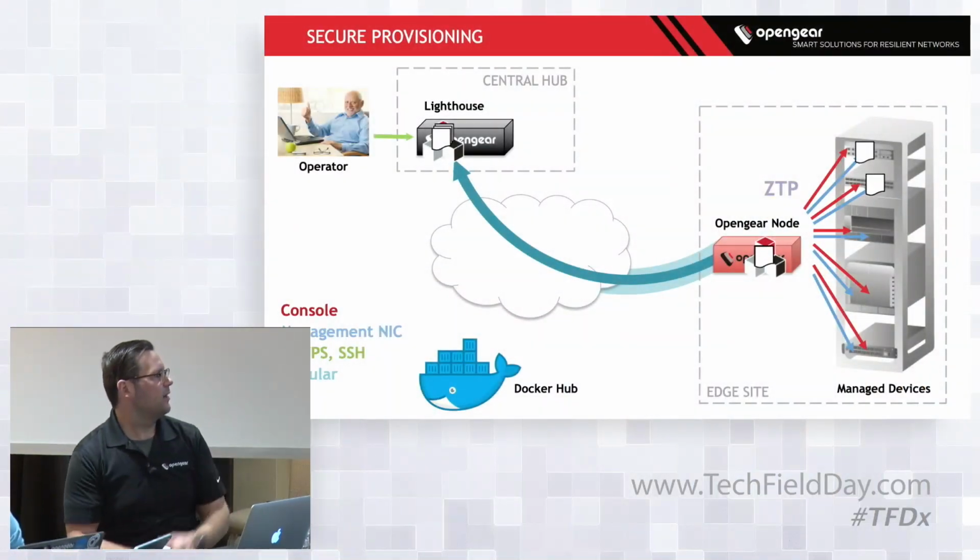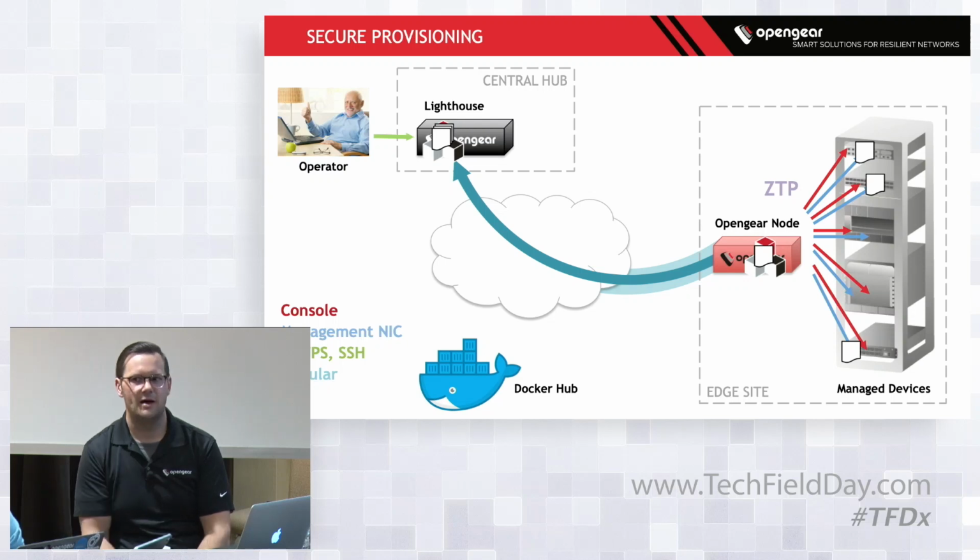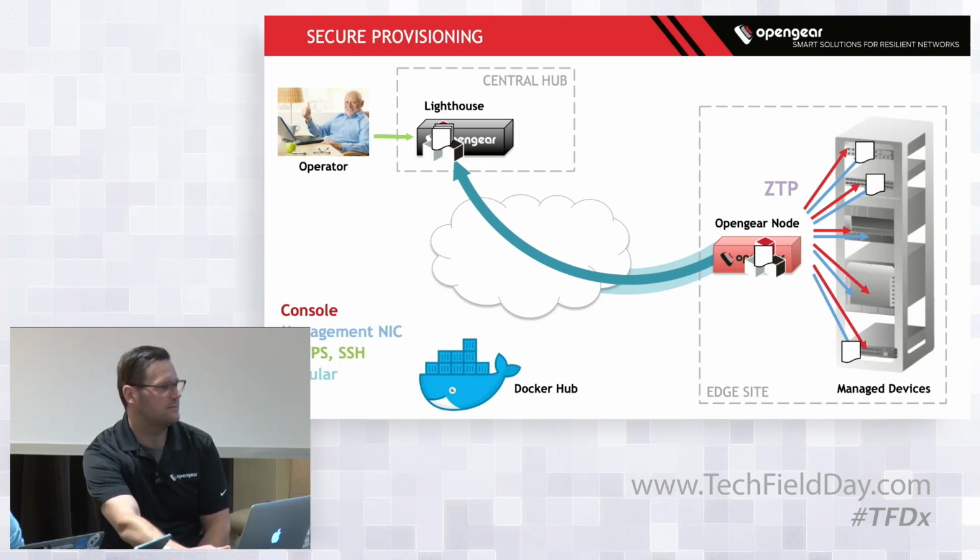So basically once the node is orchestrated by Lighthouse and turned into a provisioning node, that's where the ZTP process kicks in, and those managed devices, those switches and routers and things, will boot up, and they'll start fetching their configs. And the WAN comes up. Everyone's happy, still happy.